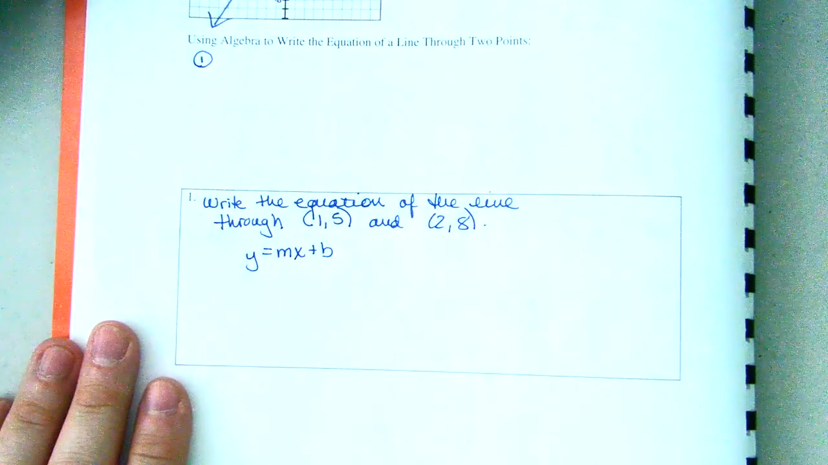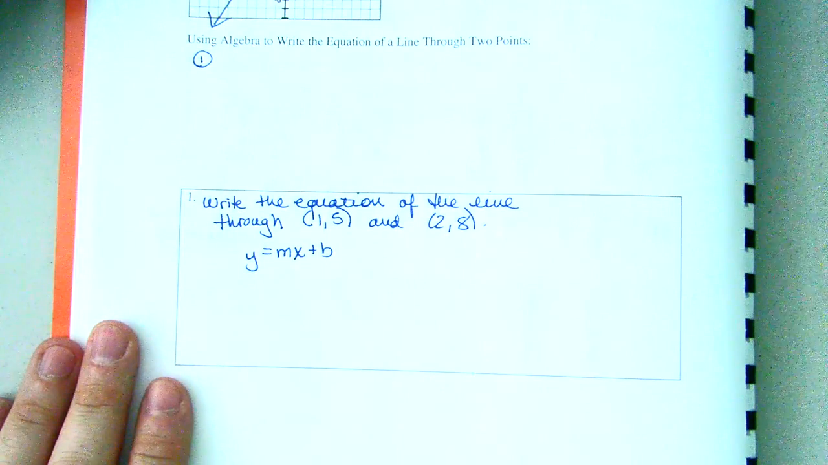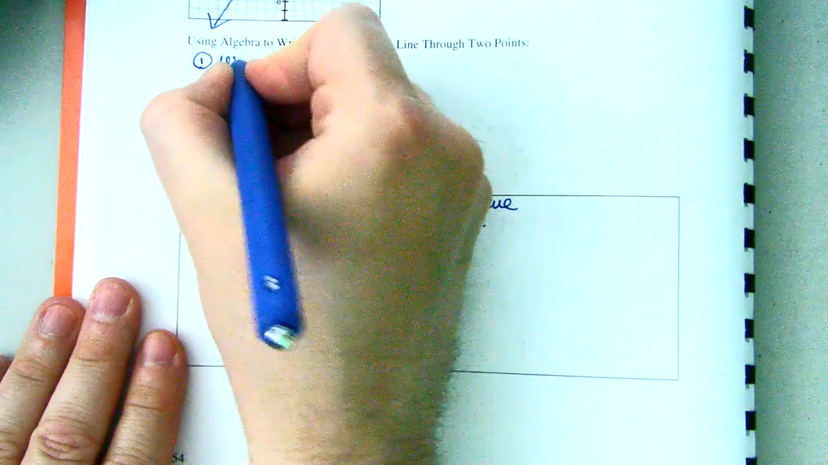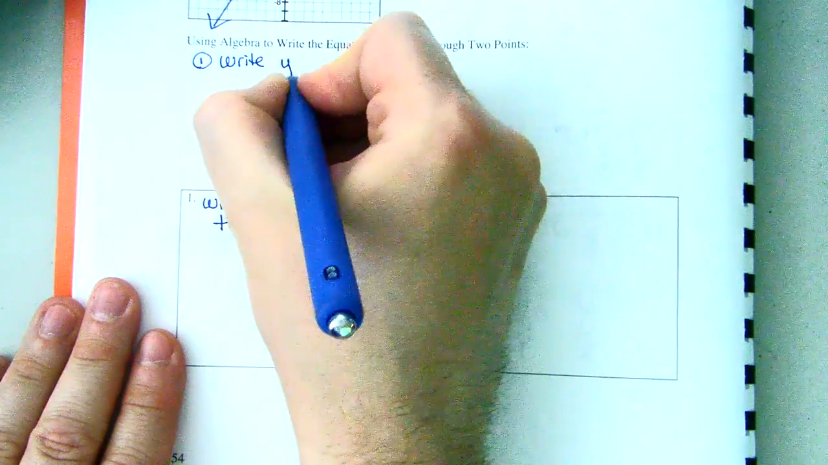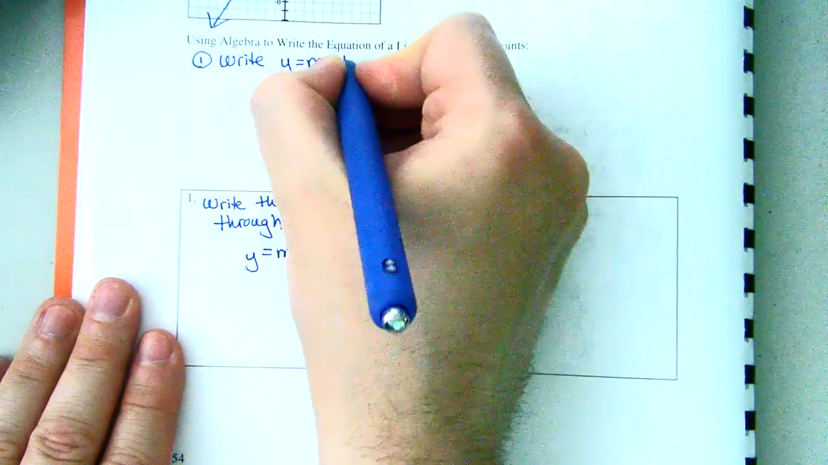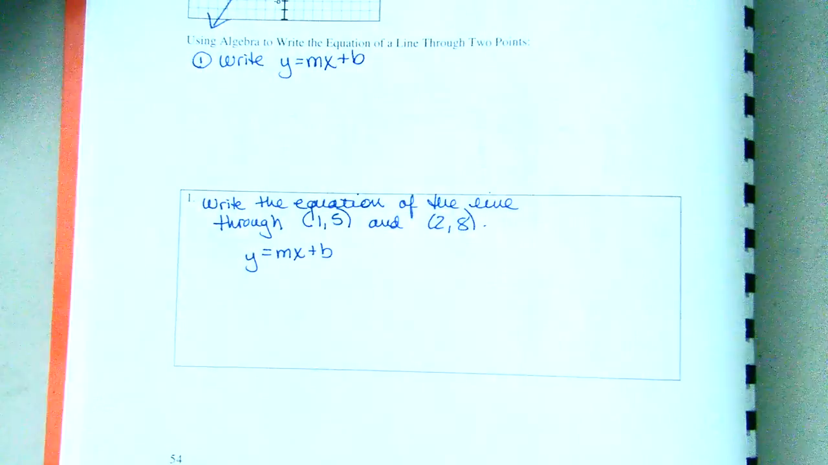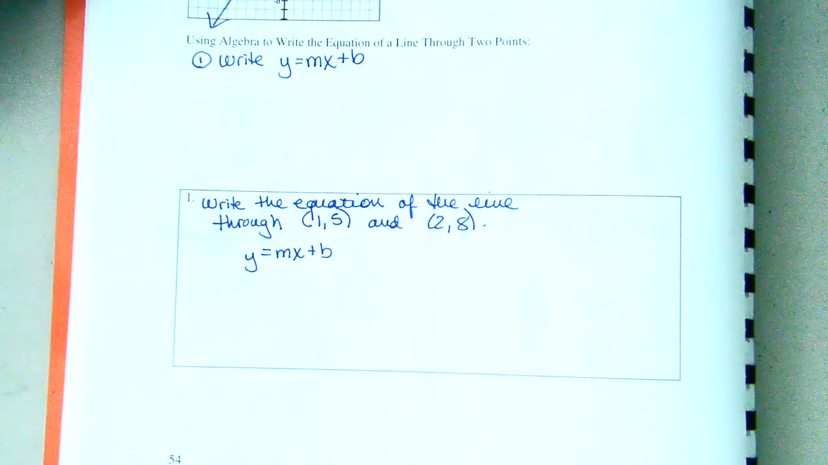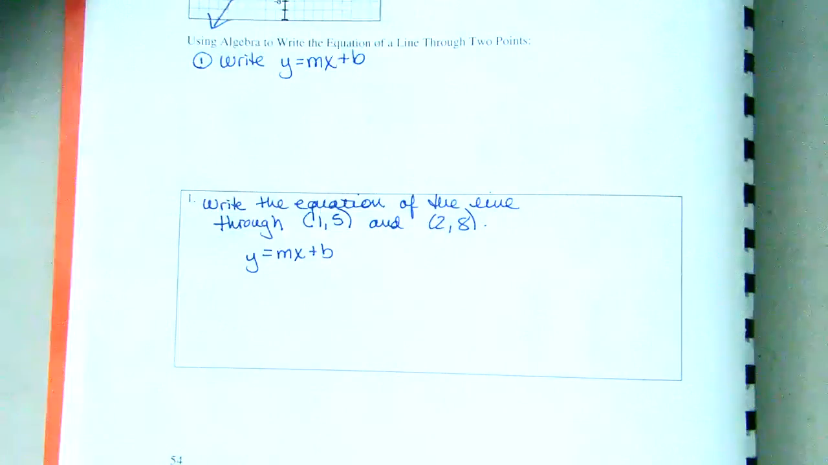Step number 1 in doing this, let's say we're going to write the formula y equals mx plus b. Did I tell you the slope? Did I tell you the y-intercept? I don't think I told you anything. I told you 2 points. I didn't tell you anything particular. It would be great if I had a way of finding the slope.